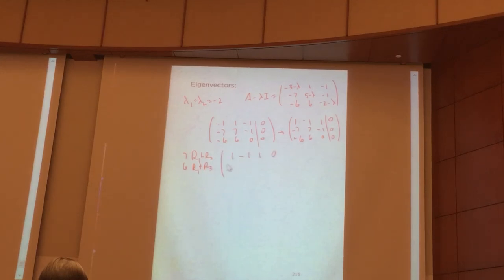1, minus 1, 1, 0. 0, 0. And this is now 7 minus 1 is 6, 0. And where are we? 6, 0, 0, 6, and 0. Which immediately becomes 1, minus 1, 1, 0, 0, 0, 1, 0, 0, 0, 0, 0. This tells me that x3 is 0, and x1 is x2. x2 is arbitrary. I'll set x2 equal to 1, and I get v1 equal to 1, 1, 0.